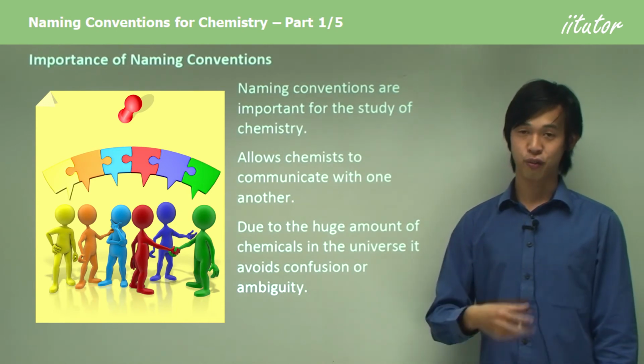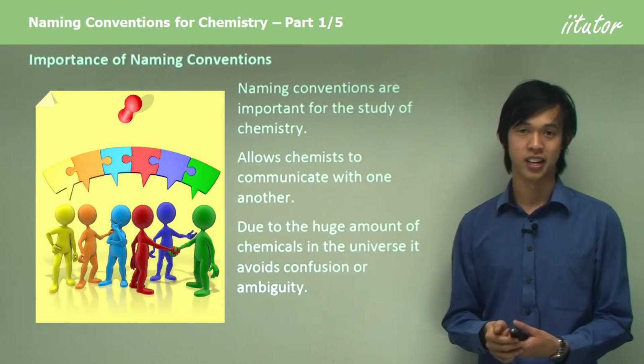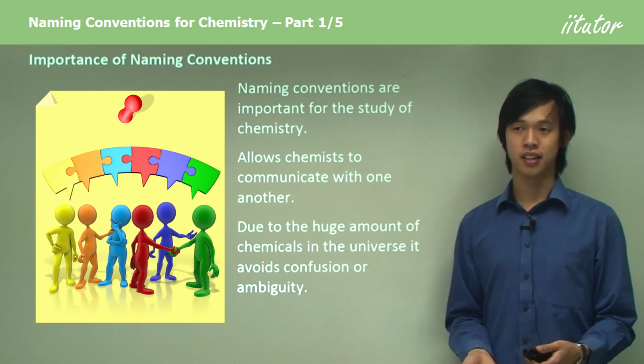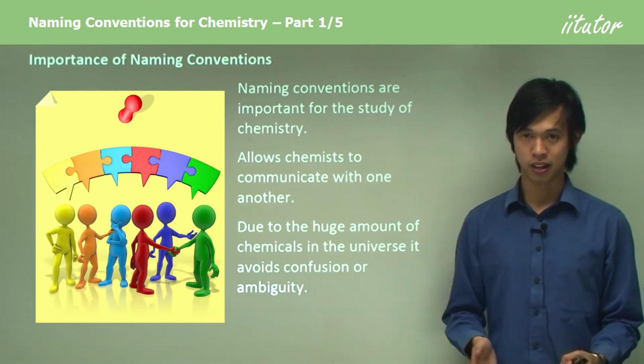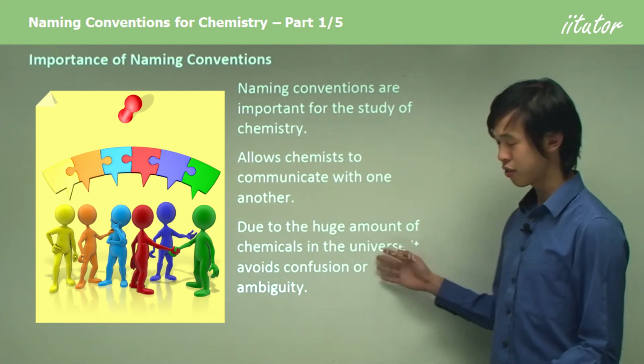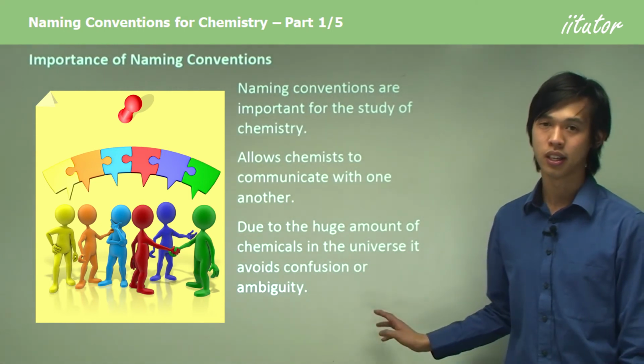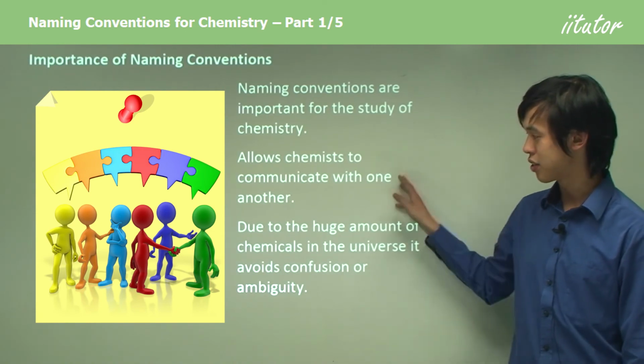Now, if we don't name these correctly, we could have a situation where chemicals that aren't supposed to be mixed together may be mixed together because we didn't understand the different naming conventions. So it's to avoid ambiguity between chemicals that look sort of similar, okay? So these two are the main reasons.